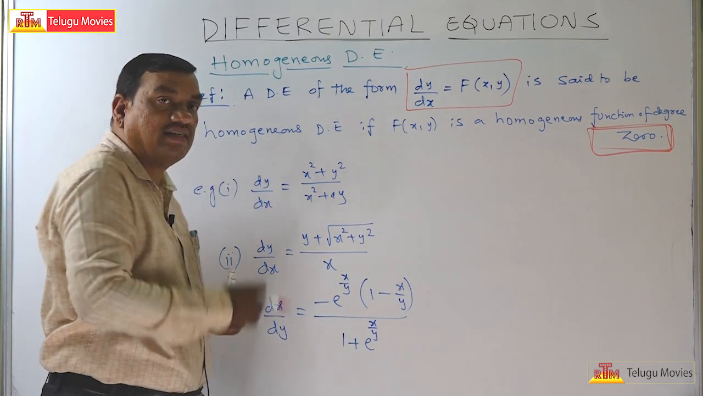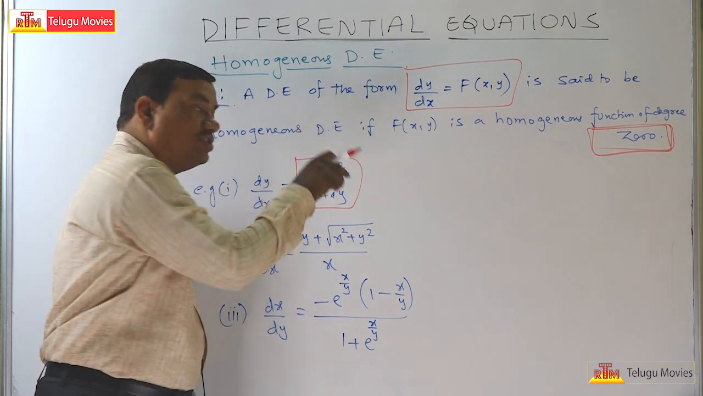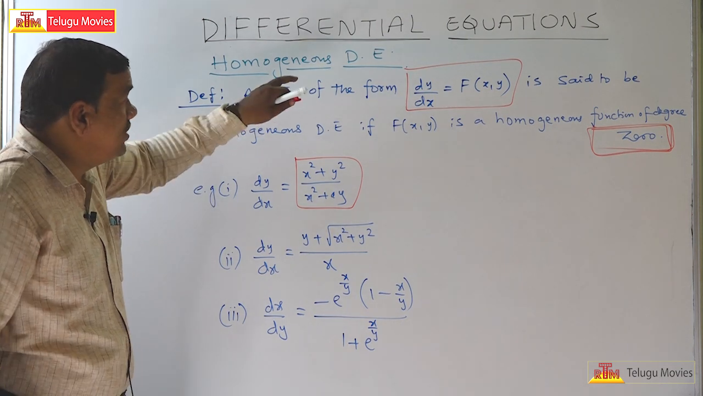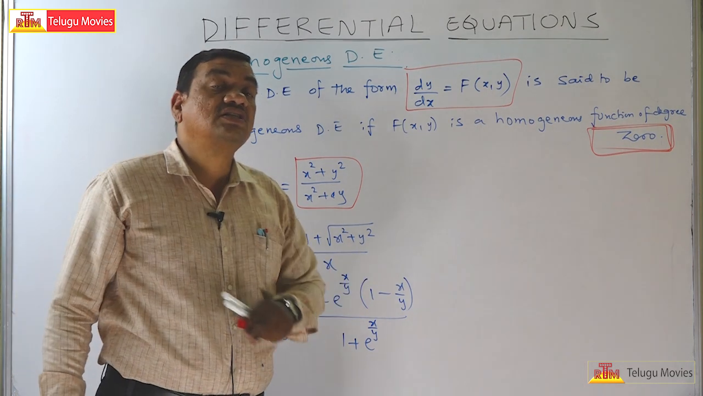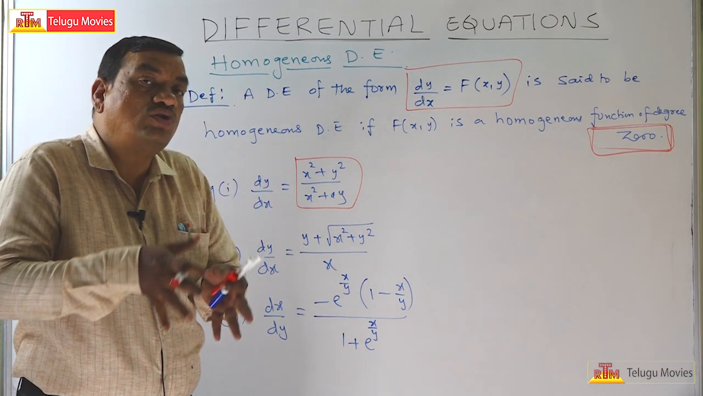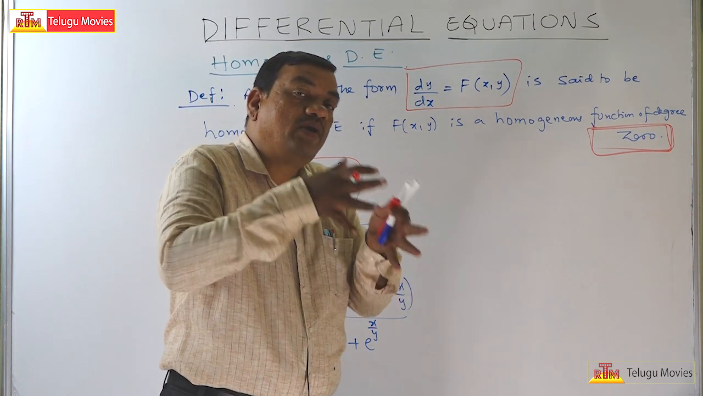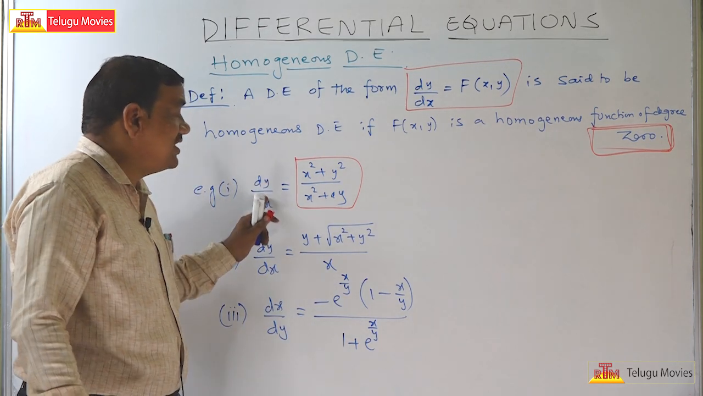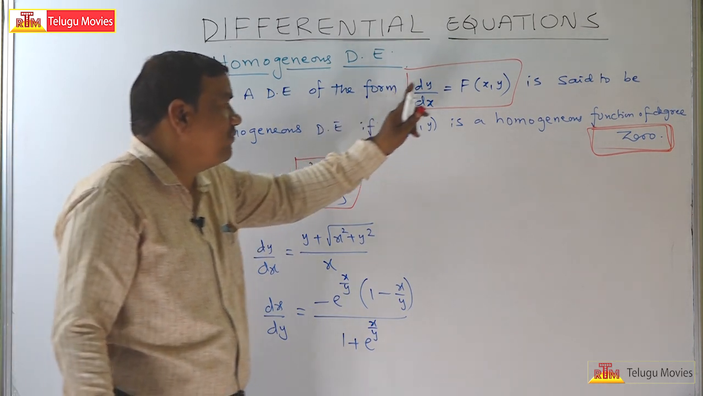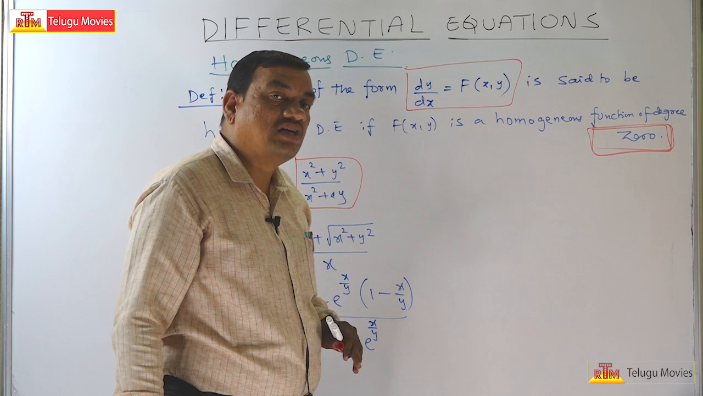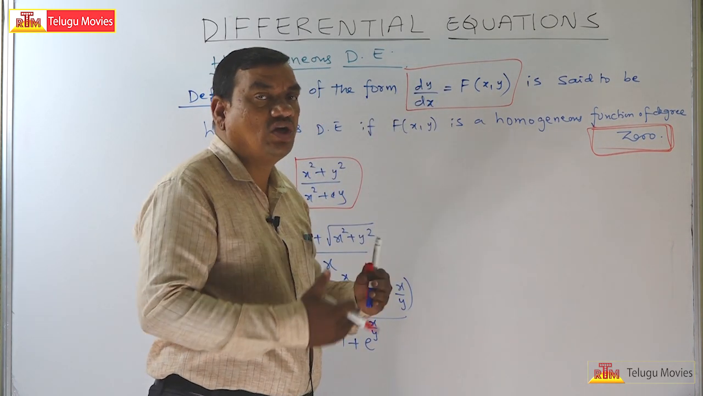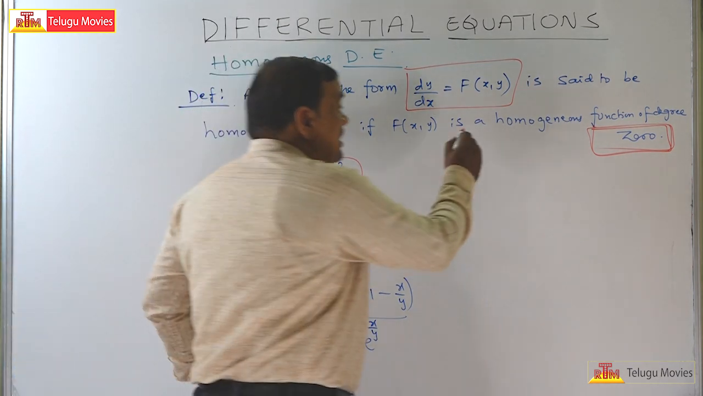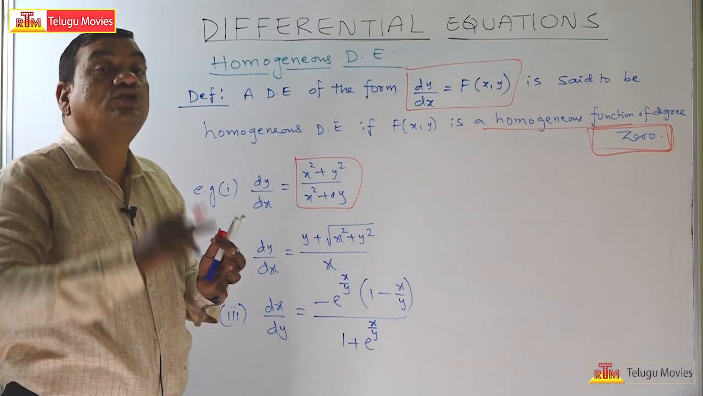Whatever may be that dy by dx, the right hand side function should be a homogeneous function and the degree of that homogeneous function should be equal to 0. Then only we call it a homogeneous differential equation. Generally, for a homogeneous function the degree may be 0, 1, 2, 3, whatever. But here, the equation should be of the form dy by dx is equal to f of x comma y, otherwise dy by dx or dx by dy, nothing wrong in it. And f of x comma y should first be a homogeneous function and its degree should be 0.